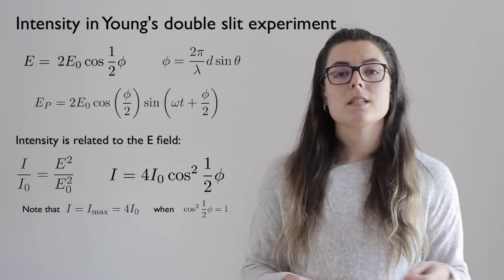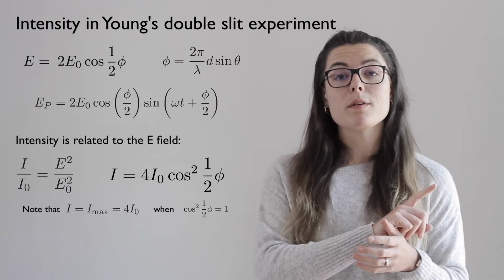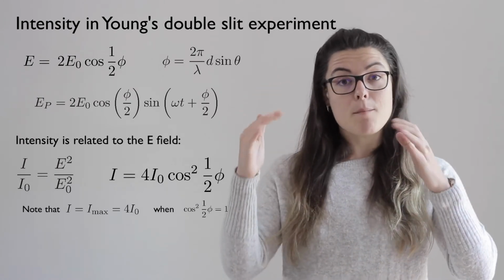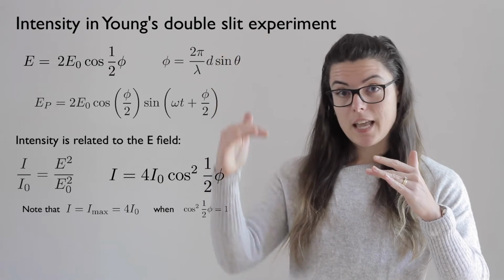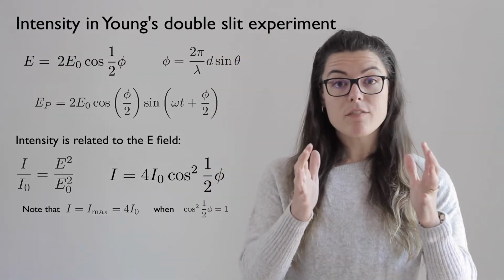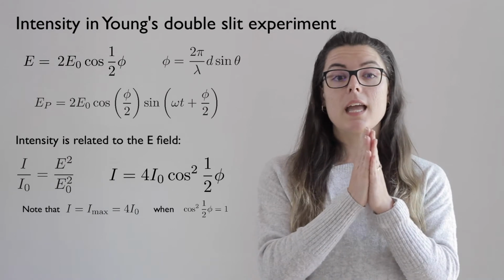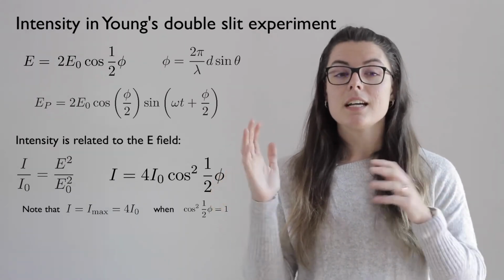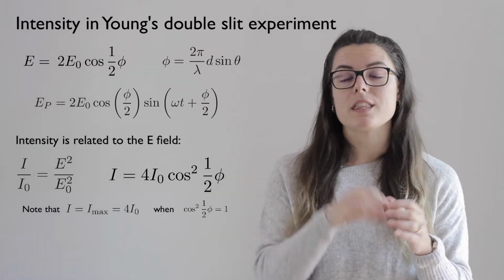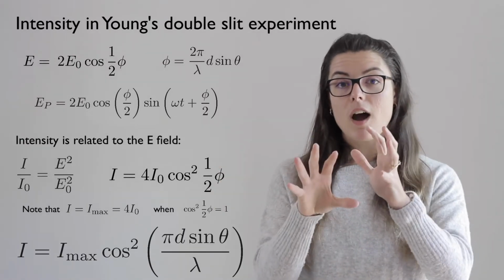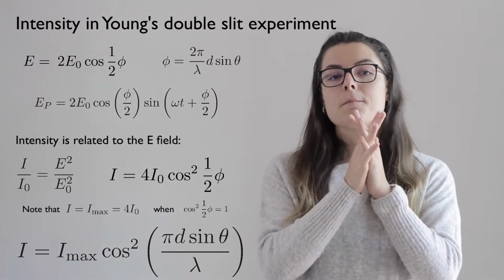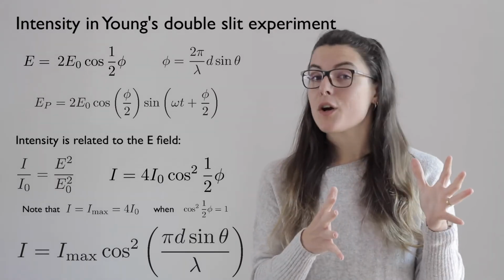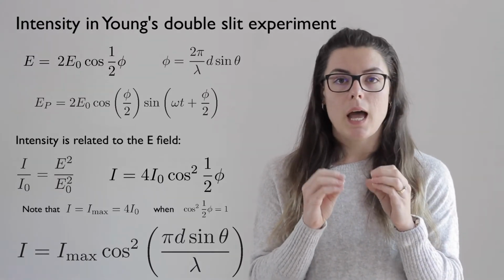So then the question is, what is half phi? Well, remember from before, we got an equation for phi. This is our phase difference that changes as we move up and down the screen. Our equation for phi was 2 pi divided by lambda times d sine theta. So we can sub that straight back in, and what we end up with is I equals I max, where I max is 4 I naught, cos squared of pi d sine theta divided by lambda. This is a good equation, except the sine theta is looking a bit messy.